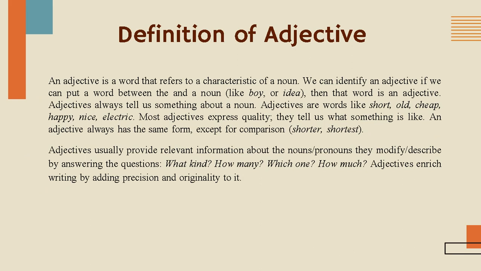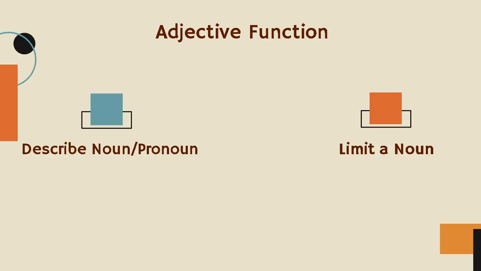Most adjectives express quality. They tell us what something is like. An adjective always has the same form, except for comparison, like shorter and shortest. Adjectives usually provide relevant information about the nouns or pronouns. They modify or describe by answering questions like what kind, how many, which one, and how much. Adjectives enrich writing by adding precision and originality to it.